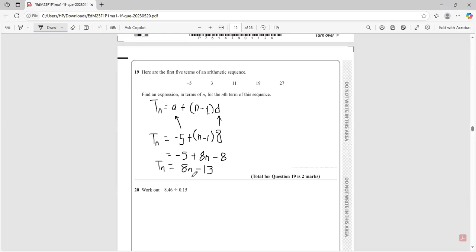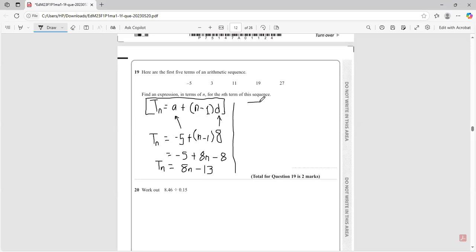So do you know the key thing for this question? Just remember this formula. Once you can remember this for arithmetic sequences, right? You're good to go.